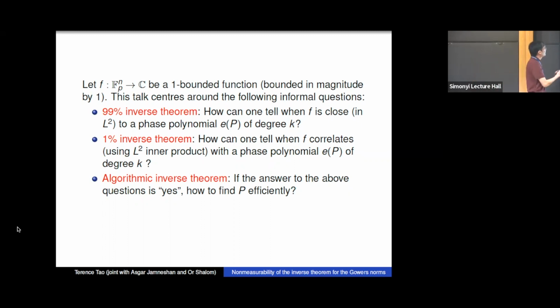And after you ask these two questions, I'm also interested in what you might call an algorithmic inverse theorem. So if you know that f is close to a phase polynomial, or if f correlates with a phase polynomial, how can you find that phase polynomial? Is there some algorithm that's pretty fast that can actually find it?